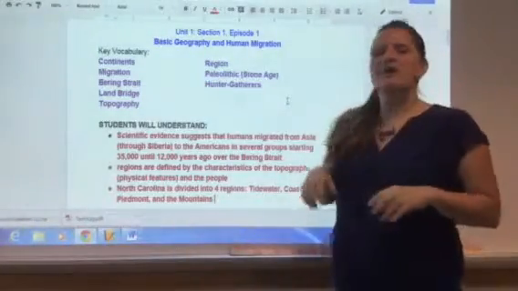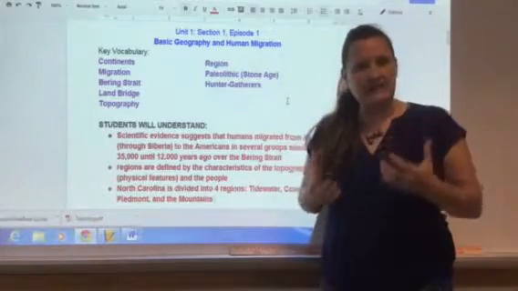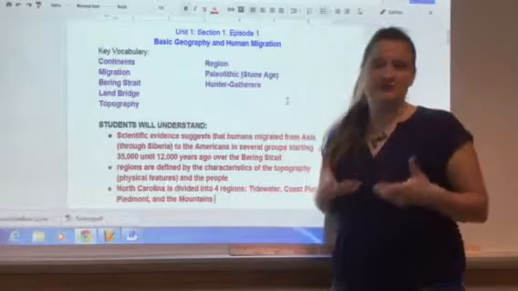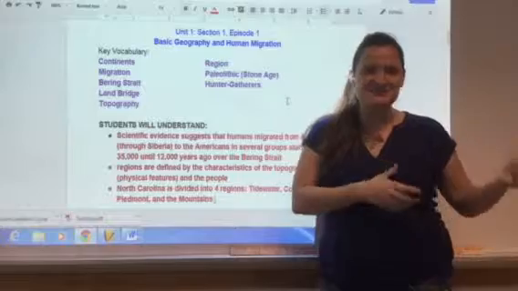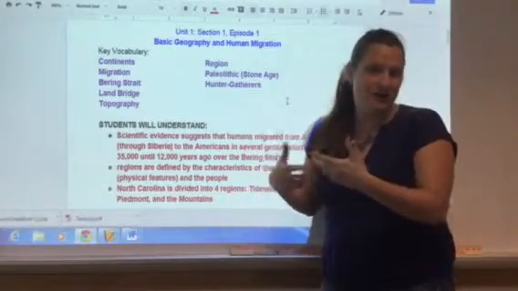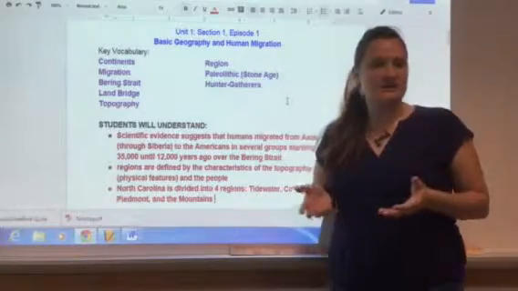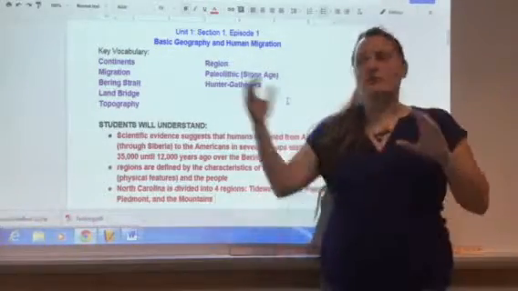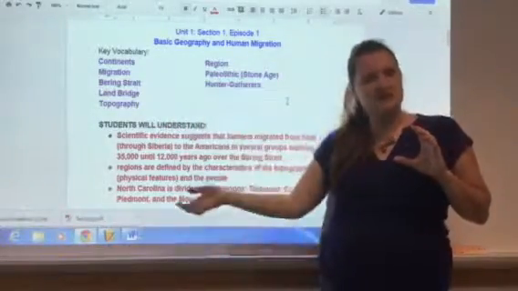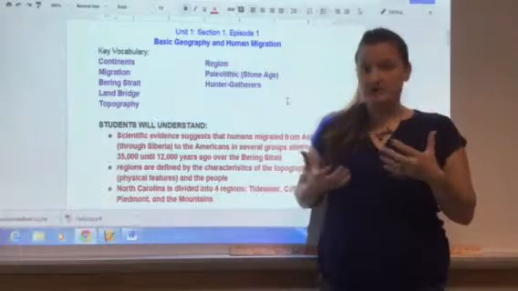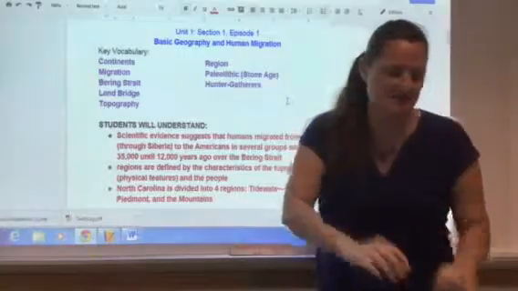We're also going to talk about regions. Those are defined by the land, the quality of the land, and the type of land. The topography will define each region. For example, the mountain region has mountains. The tidewater region has lots of water. It has the sounds, and of course it's right next to the Atlantic Ocean. North Carolina is divided into 4 regions. Going east to west, starting by the Atlantic Ocean, you've got the tidewater, then the coastal plain, the Piedmont where we live, and then the mountains region by Tennessee in the western part of the state.